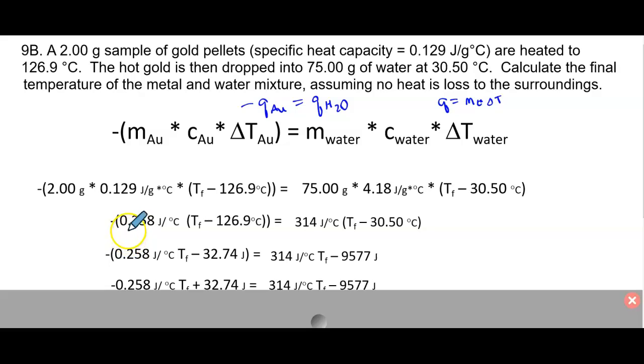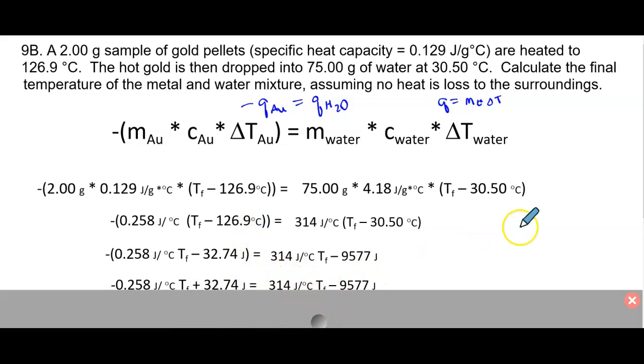So the first thing I did is I distributed this times this, and I get that. I'm keeping that negative outside my parentheses. So this times that is T sub F. And 0.258 times 126.9 gets me 32.74 joules. Degrees Celsius would have canceled when I distributed that through.